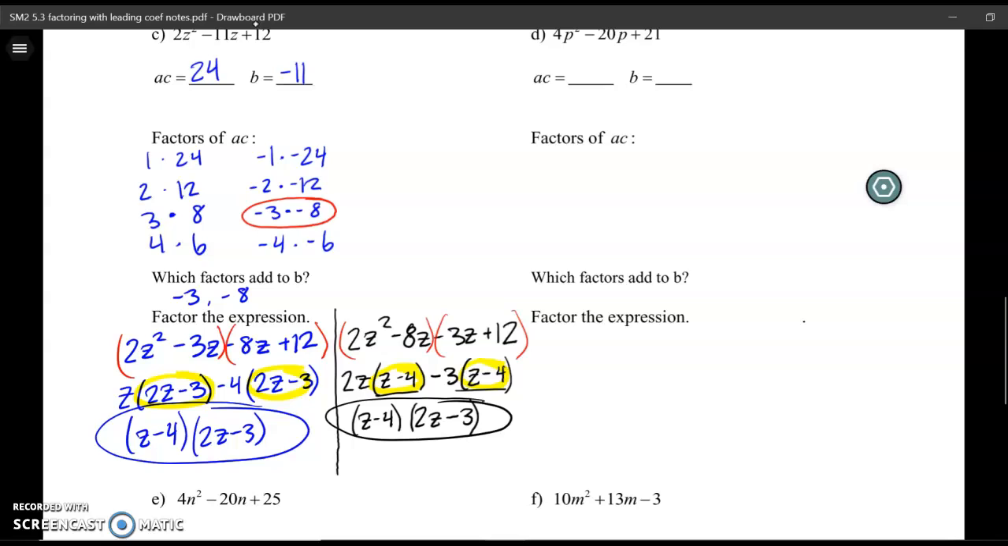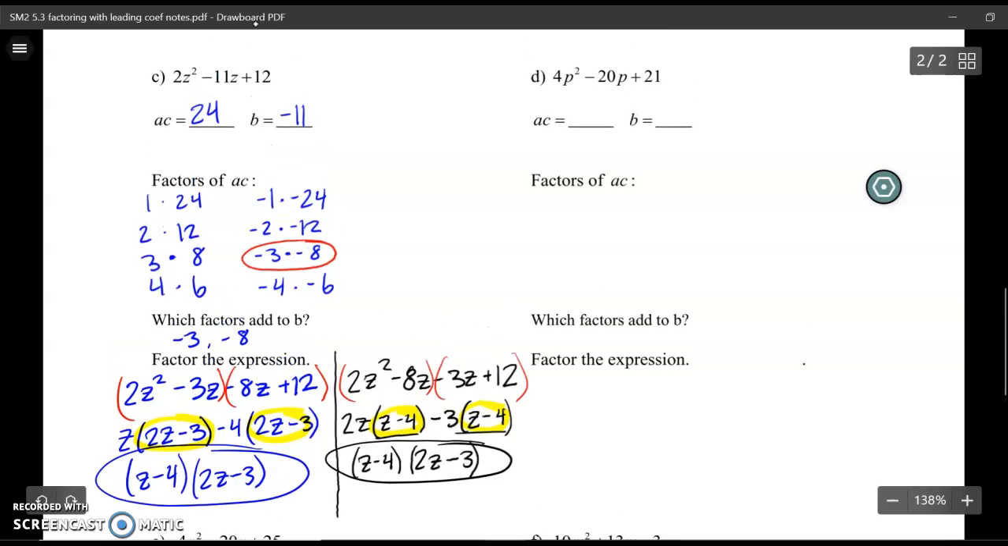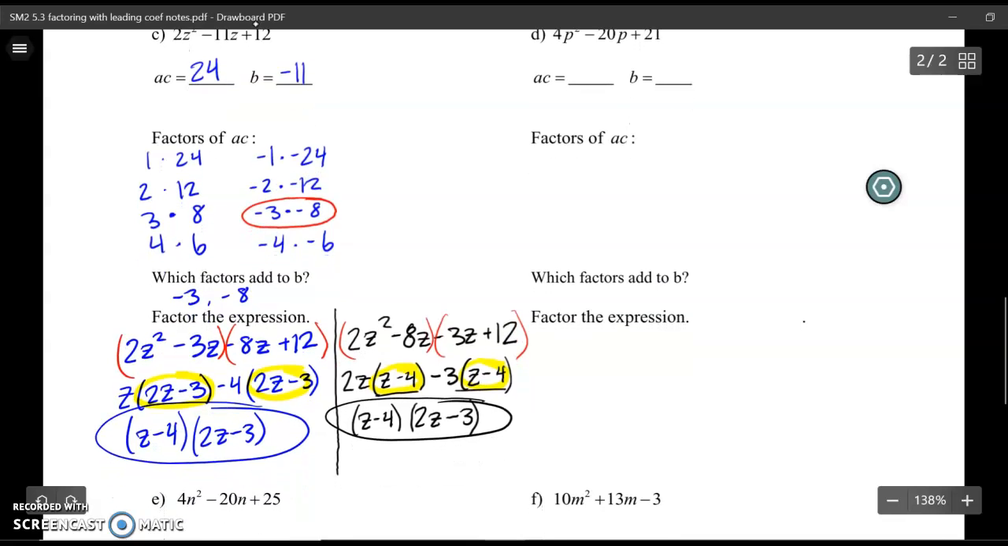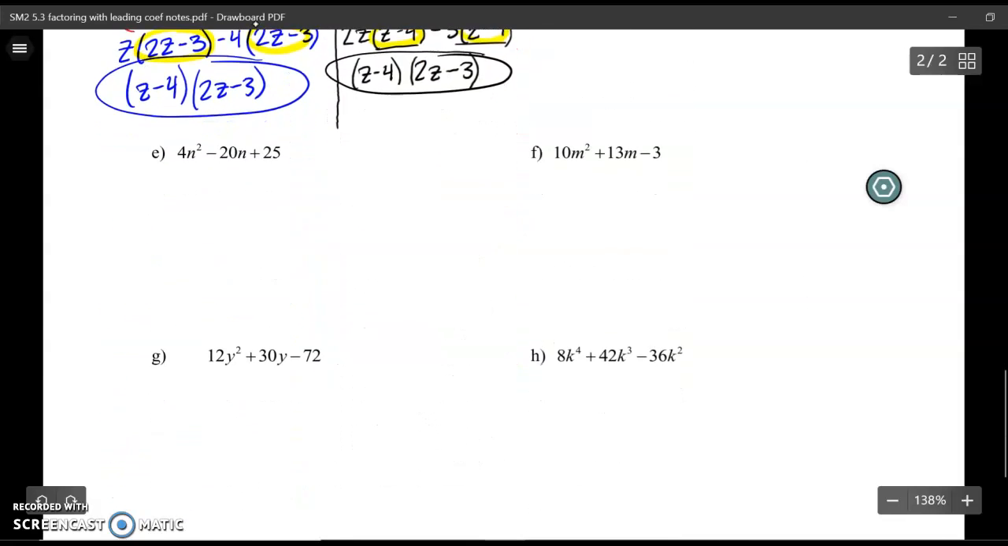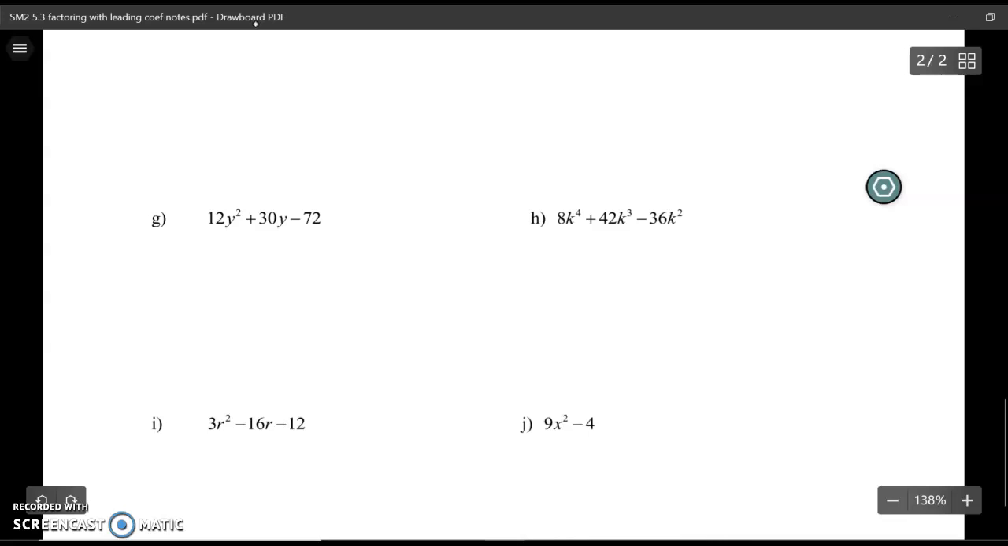So we've looked at an example that had all positives. We looked at an example that had a negative b. Let's look at an example that has a negative c value. So let's jump down to g. Okay, we're going to do g.